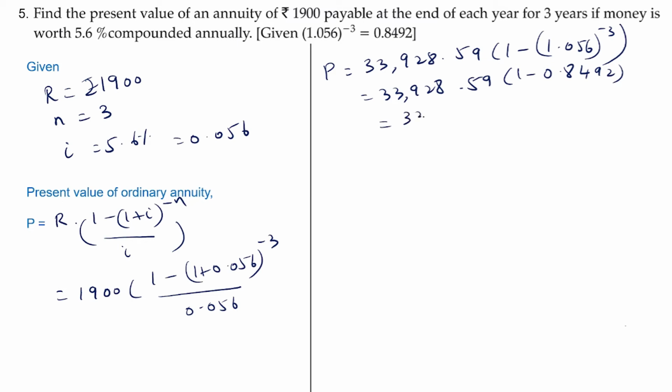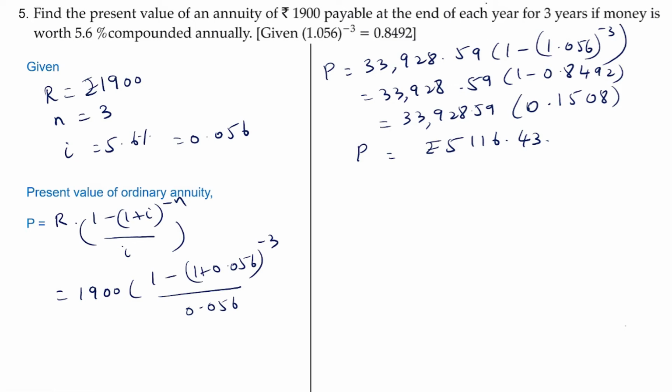So it is 33,928.59 into 0.1508. This when we simplify, we get it as rupees 5,116.43. So this is the present value of annuity of rupees 1900 payable at the end of each year for 3 years when money is compounded 5.6% annually.